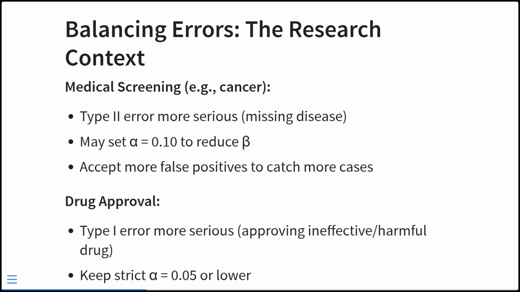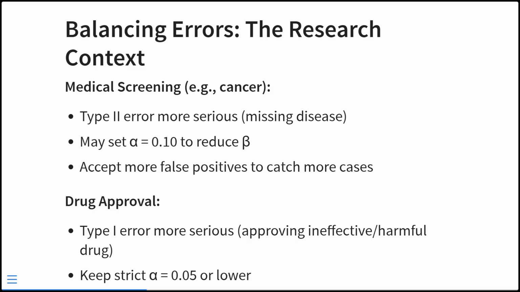In medical screening, type 2 error is usually more serious. Type 2 error is where you fail to reject your null hypothesis when it's actually false. It's more serious because failing to reject the null hypothesis means that a particular drug is not effective when it's actually effective, so you are likely to miss a disease. You might need to set alpha to 0.1.